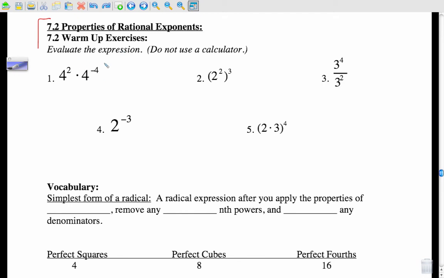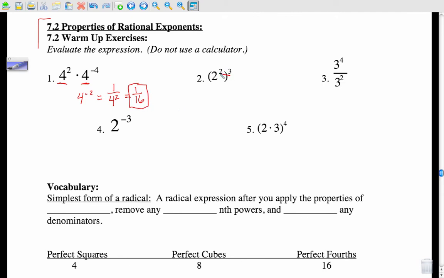Here are a little warm-up exercises from last chapter, dealing with video 6.1 on exponents, making sure that we can simplify things like this when they are integer exponents. Then we're going to get into rational exponents. So, first of all, these are the same base. 4 and 4 are the same. You can add those powers together to get 4 to the negative 2. Negative powers mean you put them on the bottom, so you end up with 1 over 4 squared, which is 1 over 16.